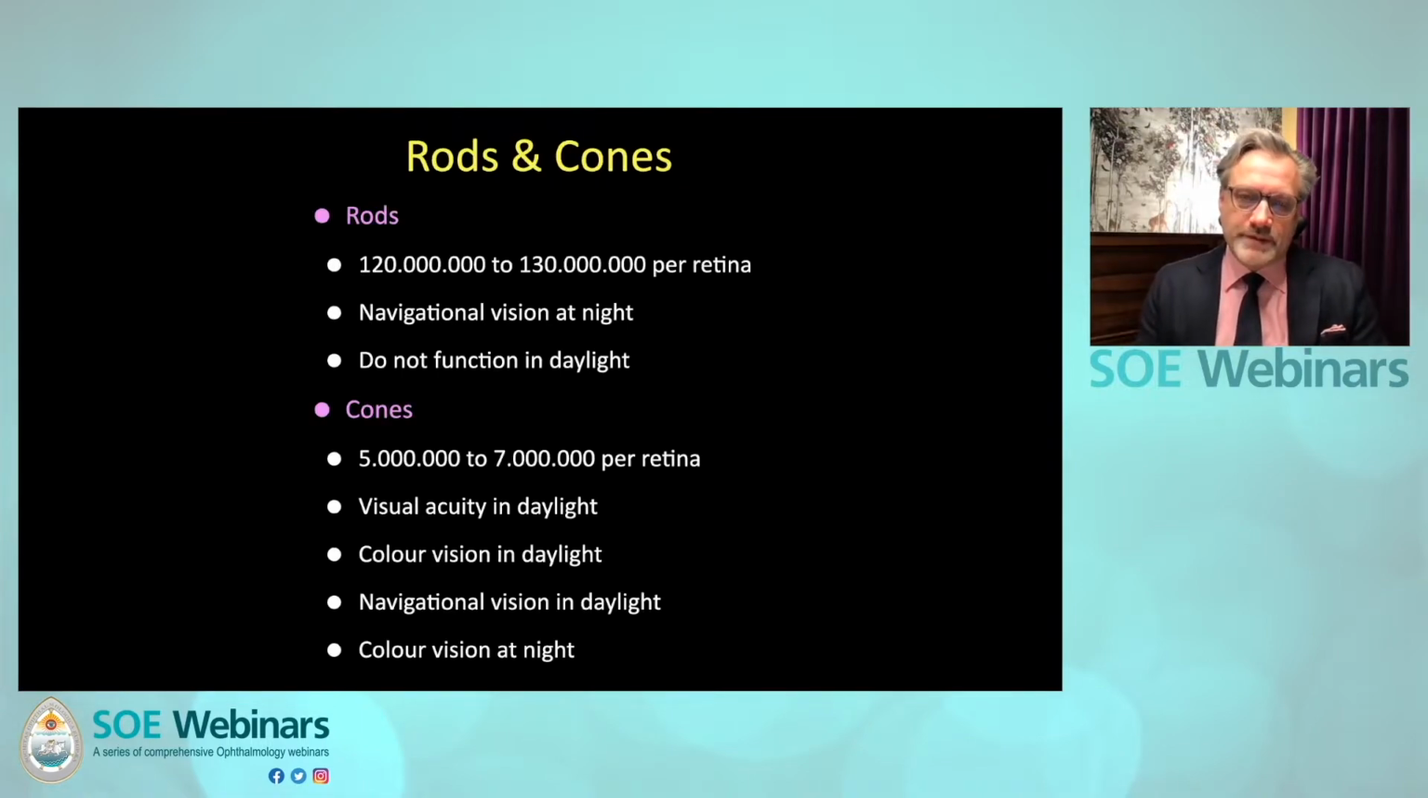Before we jump into that, rods and cones are a topic that one might just do a quick refresher on. We have about 120 million rods per retina, and they give us navigational vision at night and do not function in daylight. The cones are about 6 million, so 20 times less than the rods per eye, and they give us sharp vision in daylight. They give us color vision, but they're also responsible for the color vision at night.